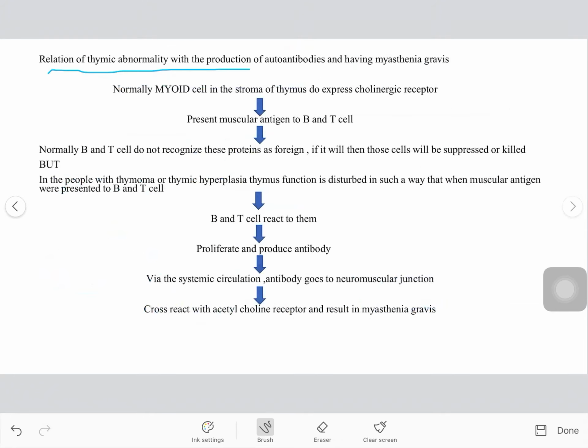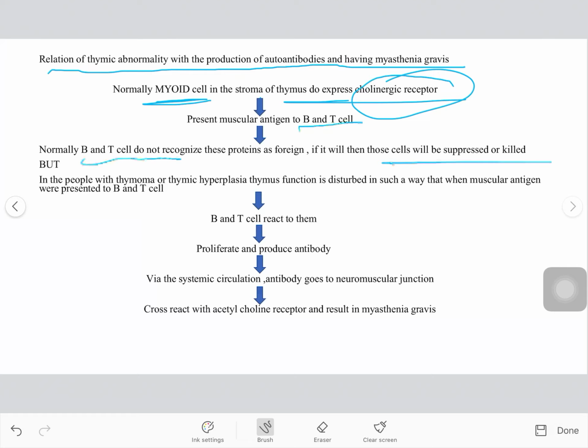Now let's talk about the relation of the thymic abnormality with the production of autoantibodies and having myasthenia gravis. Normally the myoid cells in the stroma of the thymus express a cholinergic receptor-like protein to the B and T cells. Normally B and T cells do not recognize these proteins as foreign. If they do, those cells will be suppressed or killed. Because if the B and T cells react, most likely they will react against all the neuromuscular junction acetylcholine receptors, and the thymus does not want that to happen. So the thymus will suppress or kill those reactive B and T cells.